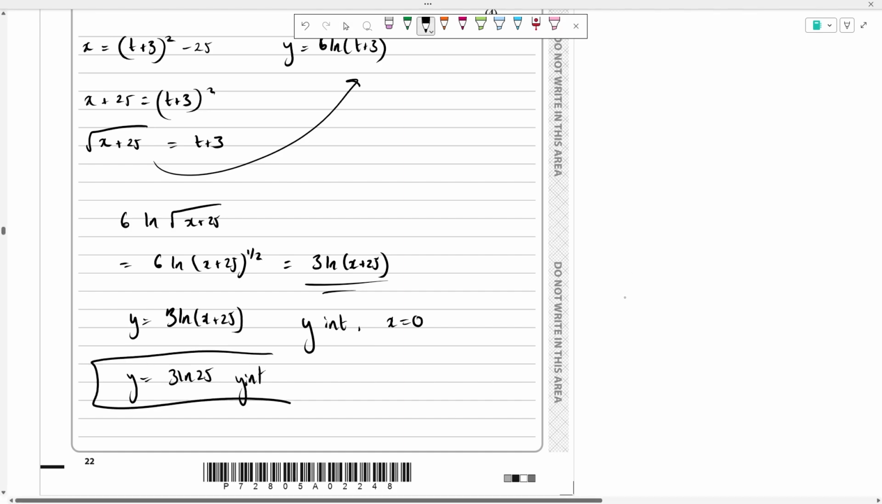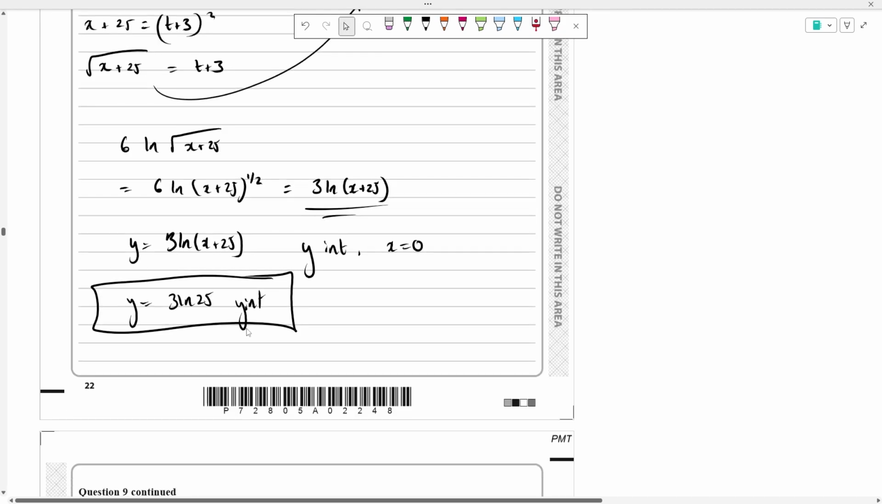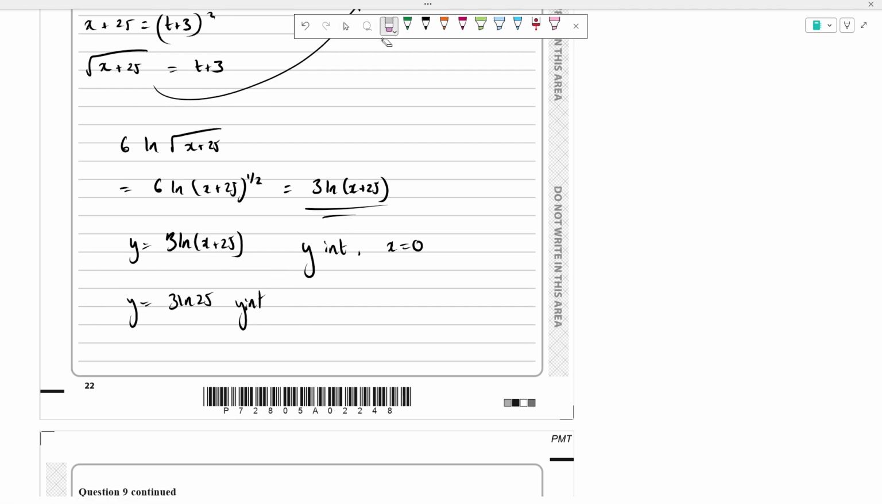I'm going to make a box around this. Actually, we do have an ln 5 here. So before we move on, let's convert this to ln 5. Well, 25 is the same thing as 5 squared, so we can make this 2 on the outside. So it just becomes 6 ln 5. Okay, I'm going to make a box around this. Y-intercept.